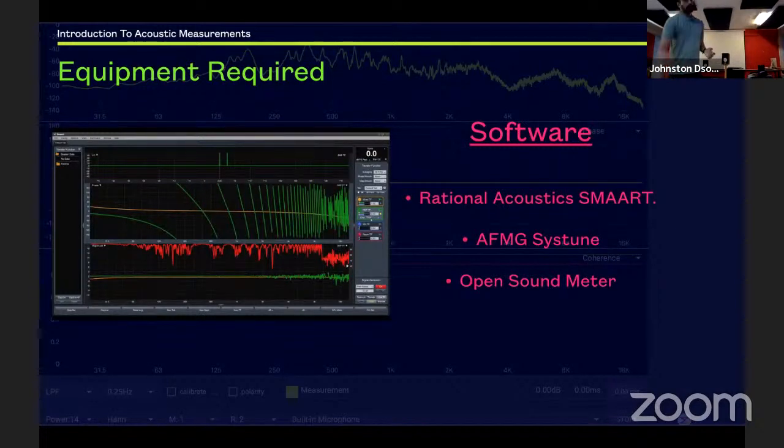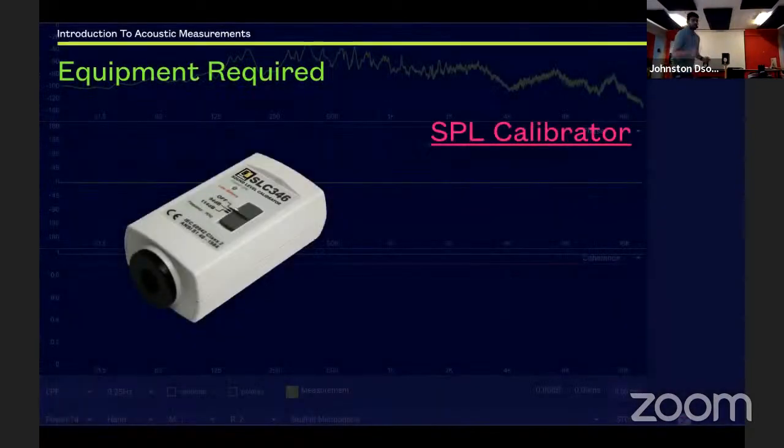If you want to do SPL, you will require an SPL calibrator, because your microphone, your sound card or the software does not know what SPL it is playing. You have to give it a reference. The SPL calibrator is a small cylindrical thing which has a speaker built in, and it is airtight, so it has only one opening. The moment you put the measurement microphone inside that, it creates an airtight seal, and then you can play a tone at 94 dB SPL or 114 or 110 dB SPL, depending upon the brand you're working with. Set up the optimal gain, and then run a whole SPL calibration within your software. Open Sound Meter cannot do it, but Systune and Smart can do it.